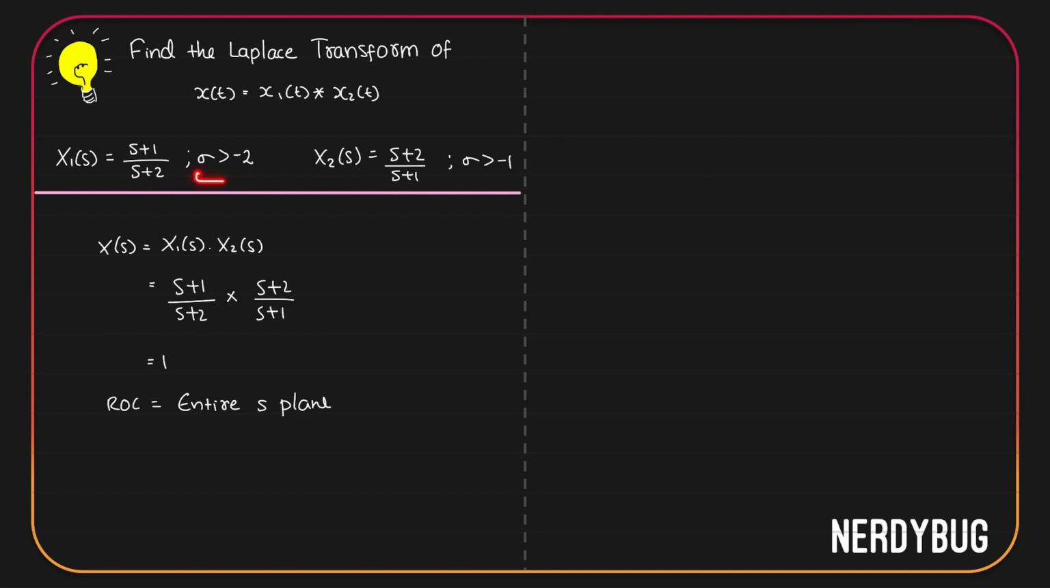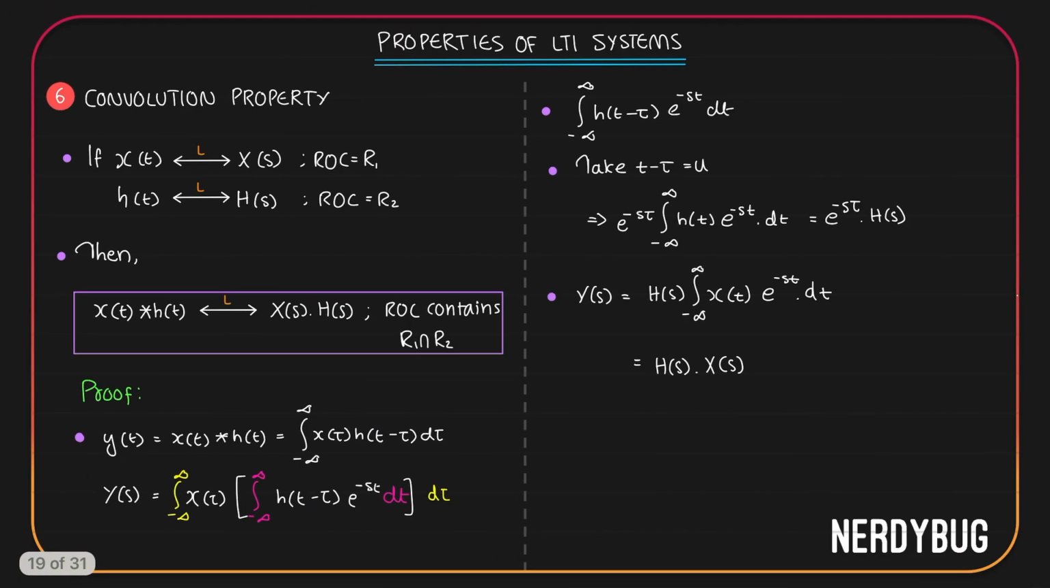ROC does contain the intersection between sigma greater than minus 2 and sigma greater than minus 1, but it also contains more than that. That is why we wrote here ROC contains R1 intersection R2 rather than ROC is R1 intersection R2, because sometimes if a pole or two gets cancelled, ROC will be more than R1 intersection R2.